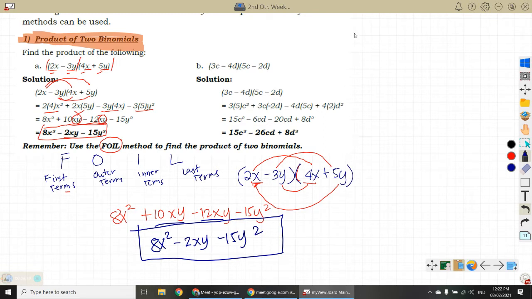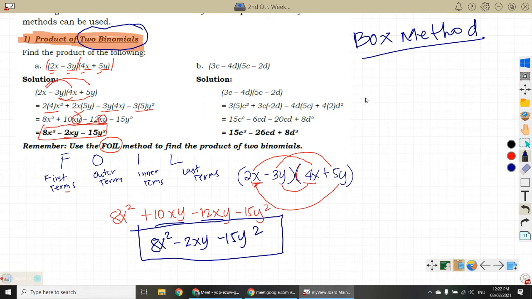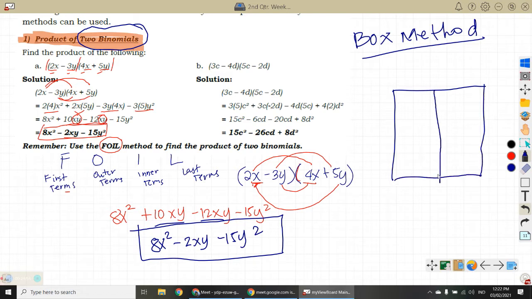Another method, yung tinatawag kong box method. So you can also use this knowing that these are two binomials. So let me show you kung paano yung box method. So you're going to draw a box. Okay? And then we have the factors. 3c minus 4d. We have 5c minus 2d. Okay? So let us multiply the products. Parang yung nasa tiles natin kanina, no?